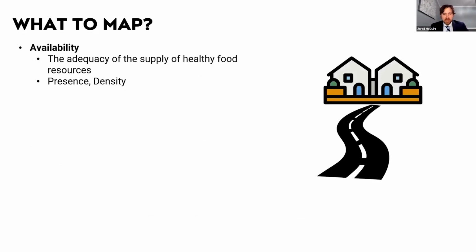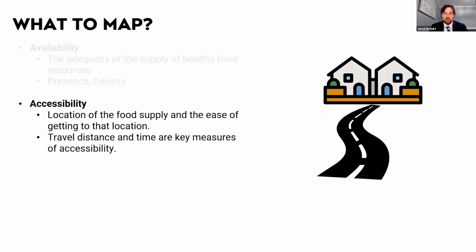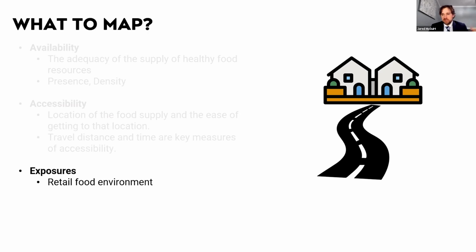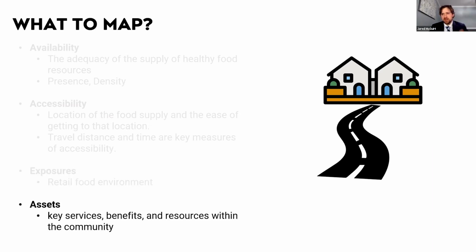So there's different things that we can map. We can look at availability. This is the adequacy of the supply of healthy food resources, so the presence or density of those resources. We can look at accessibility. This is generally looked at as a distance or a time variable to a food retail location. We can look at different exposures, so what people are exposed to in their environments, such as fast food, et cetera. We can also look at other things that might be of interest, including assets within the community.